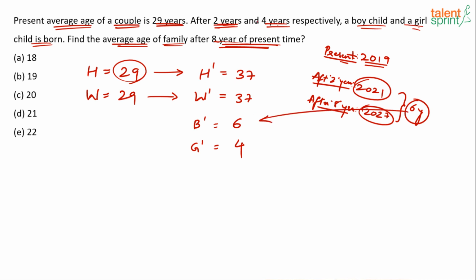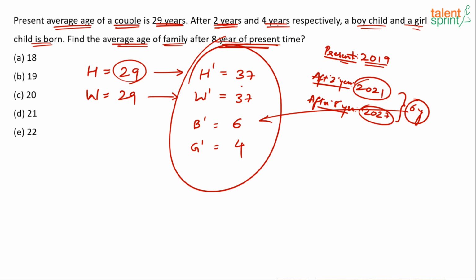Likewise, the girl was born after 4 years, but you want to go forward to a time 8 years from now. So somebody who will be born after 4 years, his age after 8 years from today will be 4 years. 8 minus 4. That's it. So you know all the 4 values. Get the average. You're done. He's asking us to get the average of the family after 8 years of present time.